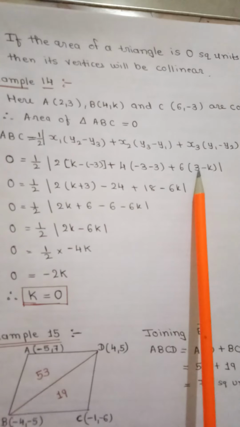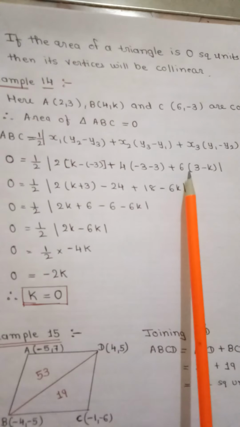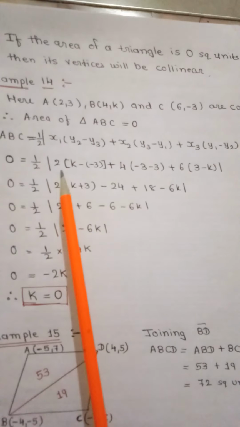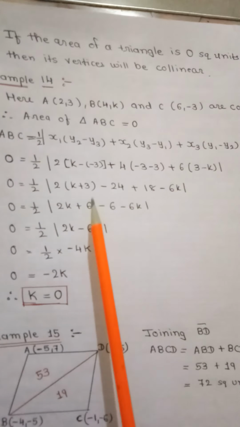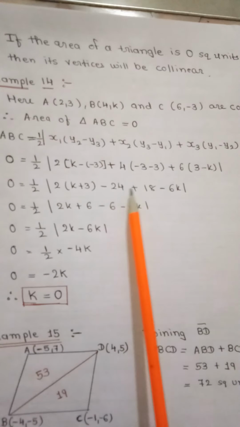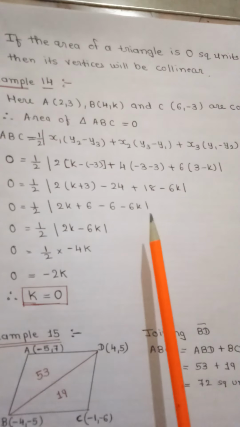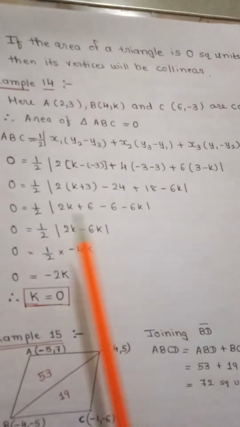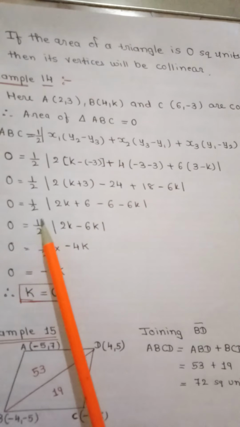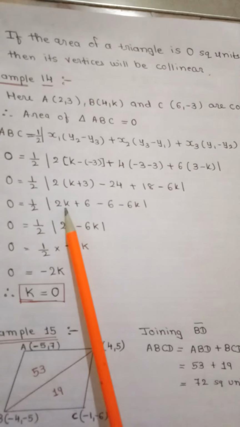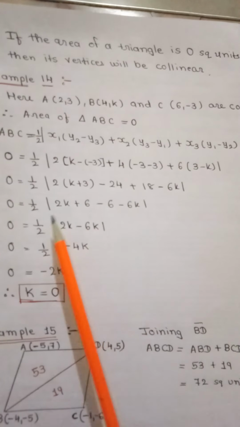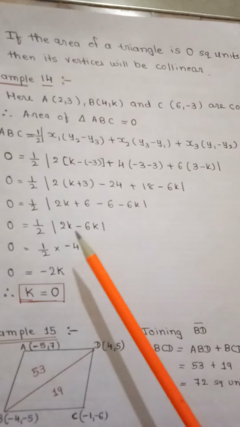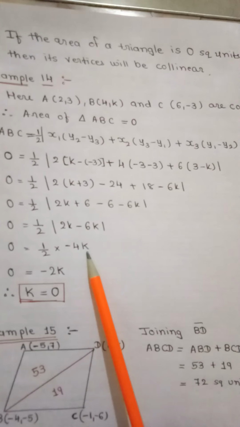Let us open up the bracket. So 6 3s are 18, 6 into k is 6k. Now here 2 into k is 2k, and 2 3s are 6. Minus 24 plus 18 is minus 6, minus 6k. 0 is equal to half of this. Now see, 2k, and the 6 will get cancelled because it is positive and negative. So 2k minus 6k, so minus 4k.